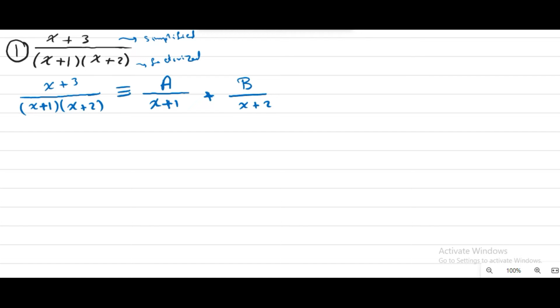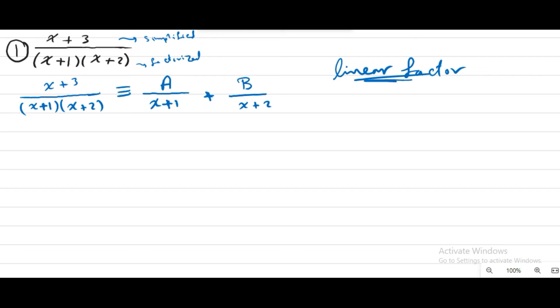The most important point we have to know before using the cover-up method is that the cover-up method is used only with the part with linear factor, not repeated, not quadratic, with only linear factors. So here the first part is a linear factor, so we can find the value of letter A by the cover-up method. x + 2 is a linear factor, so we can find the value of letter B by the cover-up method.